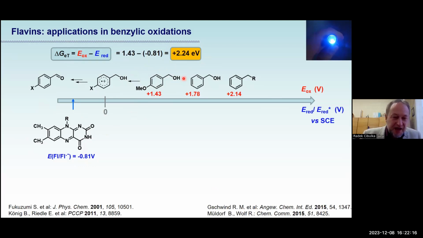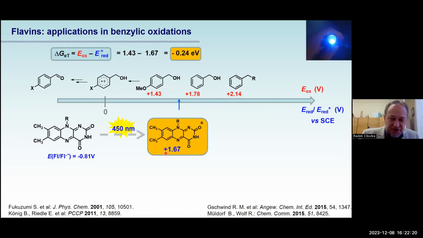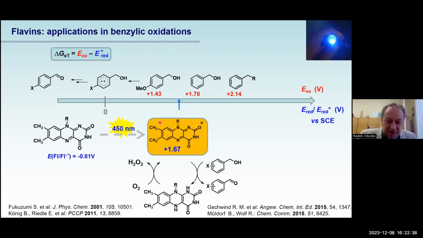para-methoxybenzyl alcohol. But after excitation, we have a species with a much more positive redox potential, much higher than this para-methoxybenzyl alcohol. And this species can really oxidize it to form a radical cation, which can further react to aldehyde. So we can use the flavin as an oxidizing agent, which is able to oxidize benzyl alcohol to aldehyde. In this reaction, flavin is reduced, and this reduced form is reoxidized by oxygen. So in principle, we can use flavin in a catalytic amount, as a catalyst of oxidation of benzyl alcohol by oxygen, to form hydrogen peroxide and our aldehyde as the only products.